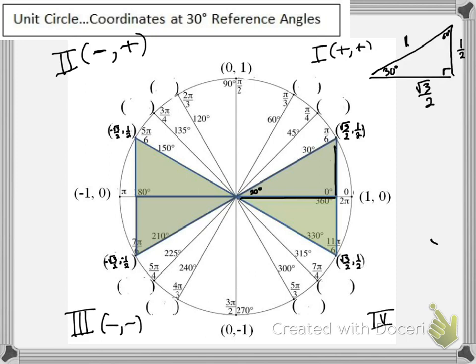In quadrant 4, I have x is going to the right, so that's positive. Y is going down, so that's negative. So my x's are positive, and my y's are negative, so I have to throw a negative. Those are all the angles that have a 30-degree reference angle. 150 degrees is 30 degrees away from 180. 210 degrees, 30 degrees away from 180. You could subtract to find that out. 330 degrees, 30 degrees away from 360. Again, you can subtract to figure that out.